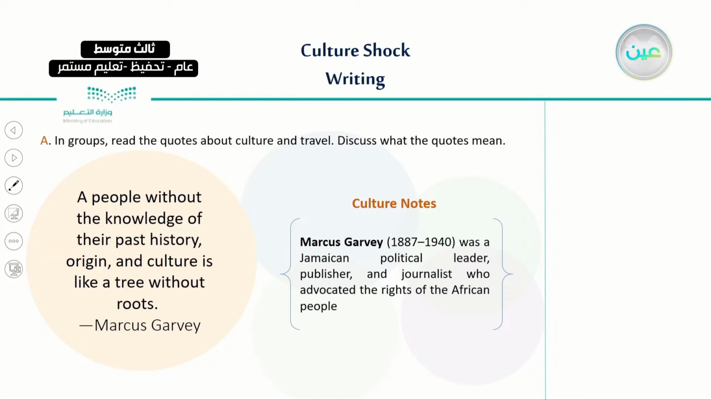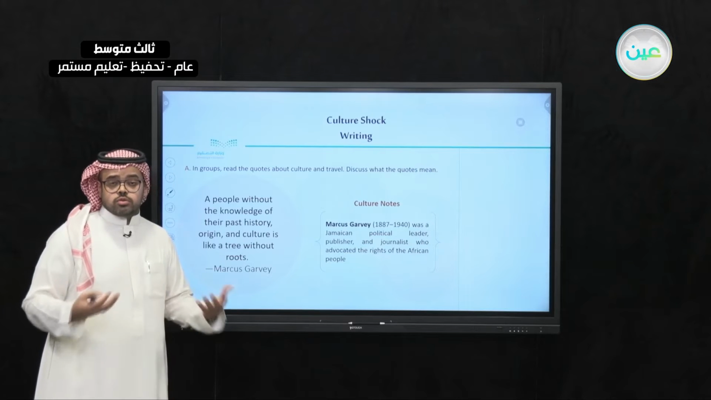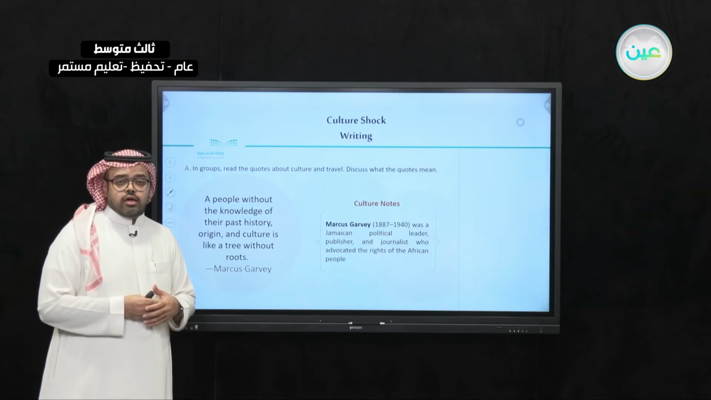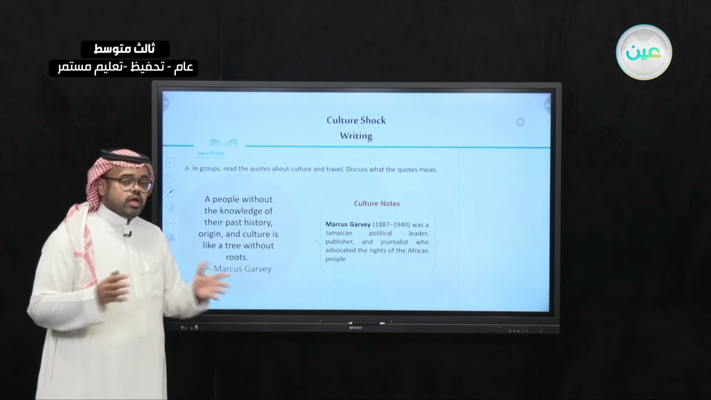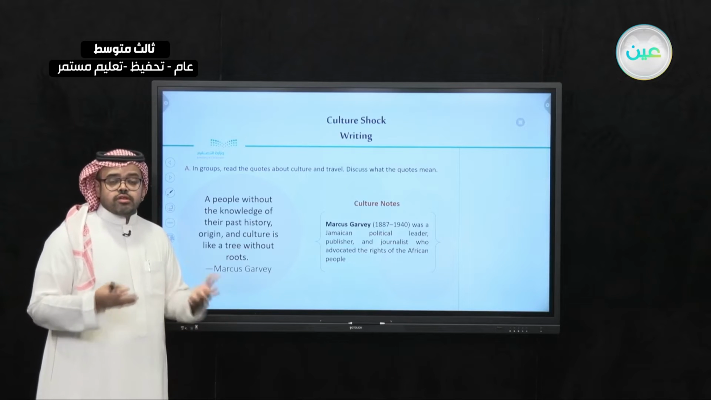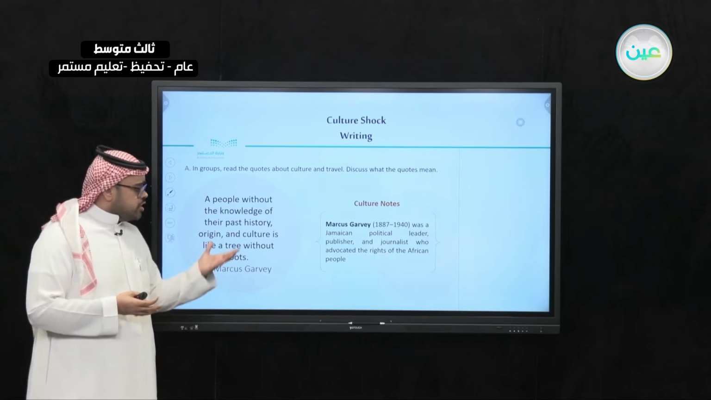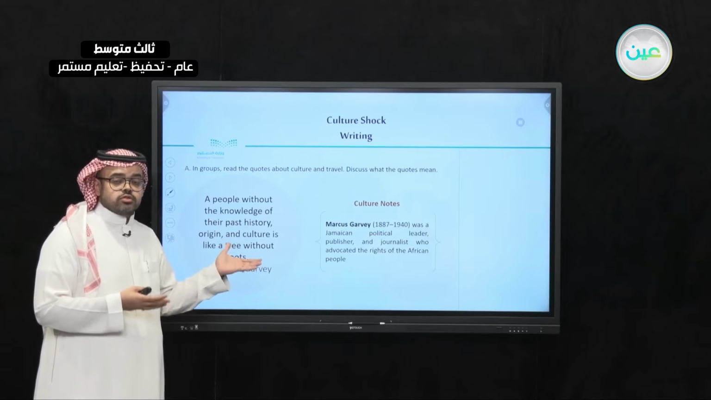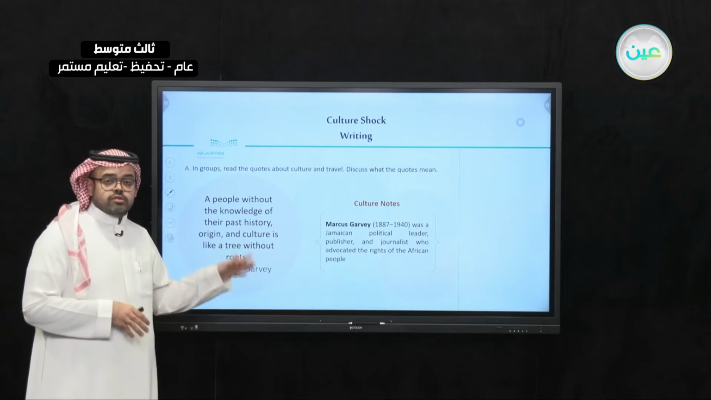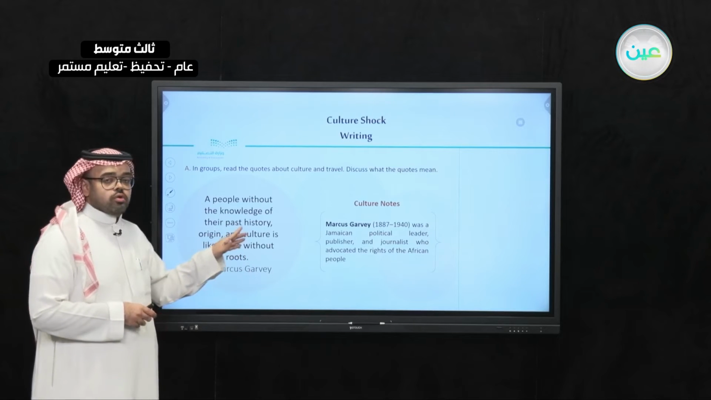So let's read his quote again and try to understand what he means. He said that a people without the knowledge of their past history, their origin, and their culture is like a tree without roots. It's difficult, actually, to see a tree without its roots. So he's trying to make the tree look like a person who has no knowledge of his past or of his history or origin. This is something that is not right. It's difficult to see, especially when we're talking about people, or when we're talking about trees. It's very difficult to see a tree without its roots. He said the same about people with no knowledge of their history, origin, or culture.